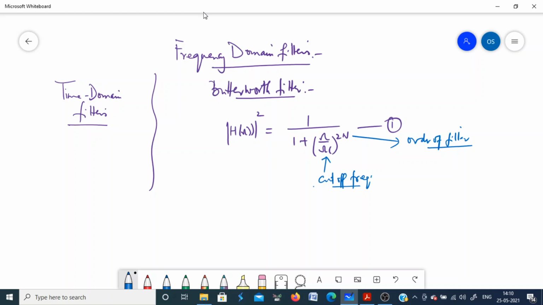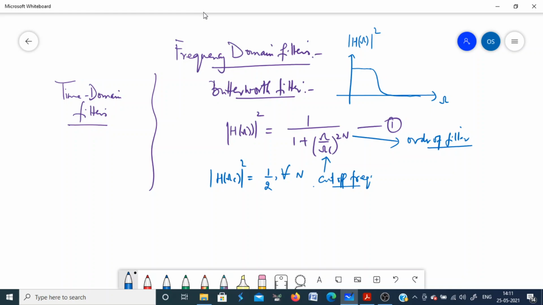If you put omega equal to omega c in this equation, you will simply get 1 by 2 for all values of n. So whatever the filter order, at the cutoff frequency the magnitude scaled response will be 1 by 2, or the magnitude response of the filter will be 1 by root 2. If you plot the response of this filter, mod h omega square with respect to omega, it has a flat response in the pass band and a flat or monotonic response in the stop band. This is the response of a Butterworth filter.